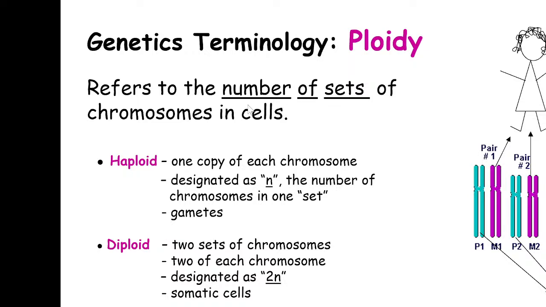Genetic terminology, ploidy. What is ploidy? It refers to the number of sets of chromosomes in a cell. Haploid means one set of chromosomes. For example, in humans 46 chromosomes means two sets of 23 chromosomes, so it is diploid. If a human cell has only one set of chromosomes, that is 23 chromosomes, that is called haploid. So all sperm and eggs are haploid in nature, whereas all other somatic cells are diploid in nature.